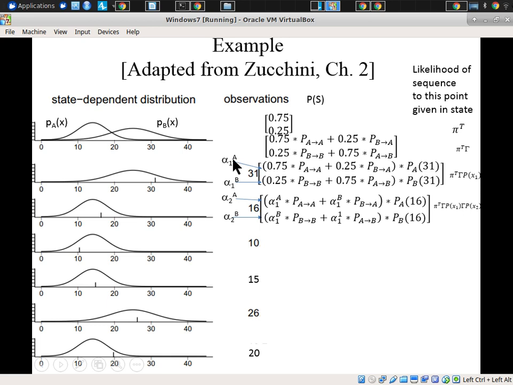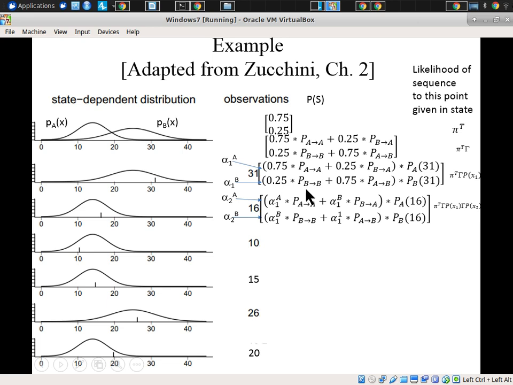0.75 is the probability we were in state A in the previous time step. And this 0.25 is the probability we were in state B in the previous time step when we transitioned from B to A. So this thing in the parentheses is just the probability that we're in state A now. And this is the probability that we would observe that observation conditional on being in state A.